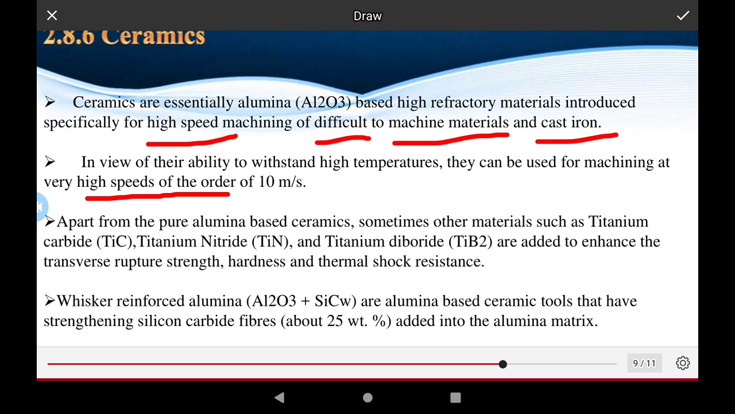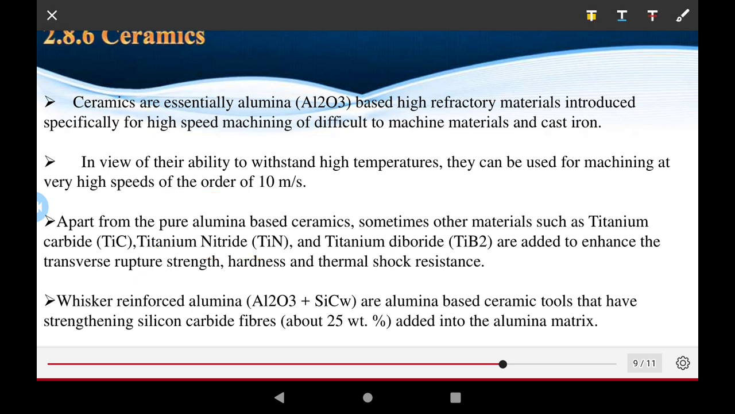Apart from pure aluminum oxide based ceramics, sometimes other materials such as titanium carbide, TiC, titanium nitride, TiN, and titanium diboride, TiB2, are added to enhance the transverse rupture strength, hardness, and thermal shock resistance. Whisker reinforced Al2O3 plus SiC are aluminum oxide based ceramic tools strengthened with about 25% silicon carbide fiber added to the alumina matrix.